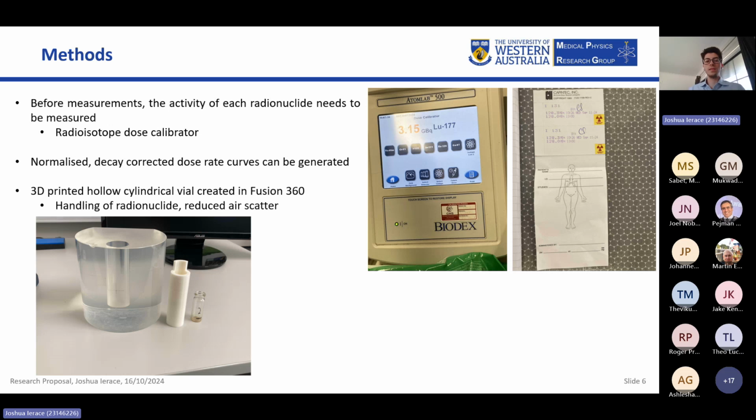Before each measurement, the activity of the radionuclide will need to be measured. This is done in a radioisotope dose calibrator, as you can see on both of the images on the right. This will help generate normalized decay-corrected dose rate curves, which I will show later on. I've also 3D printed a hollow cylindrical vial or a dipper in Fusion 360 and Bambu Lab for the handling of the radionuclide. This also reduces the air scatter within the thyroid neck phantom for the iodine-131 measurements.